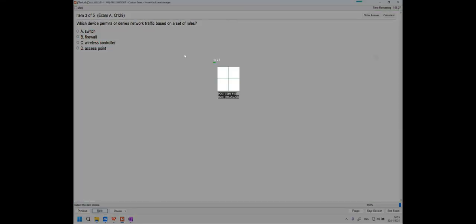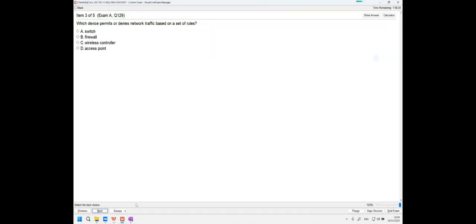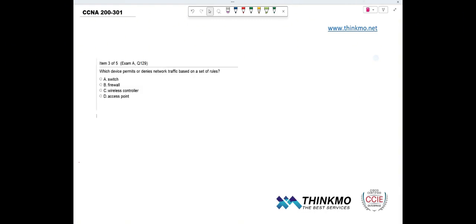Okay, next question. The third question asks us, which type of device, according to a set of rules, rejects or allows the traffic on the network? So what are these rules? It's about writing such rules to reject or allow the traffic on the network.